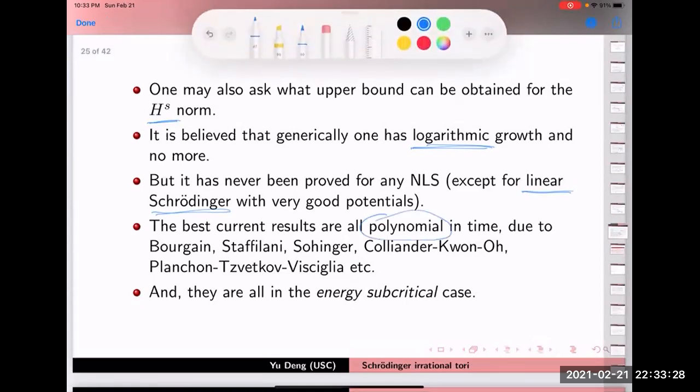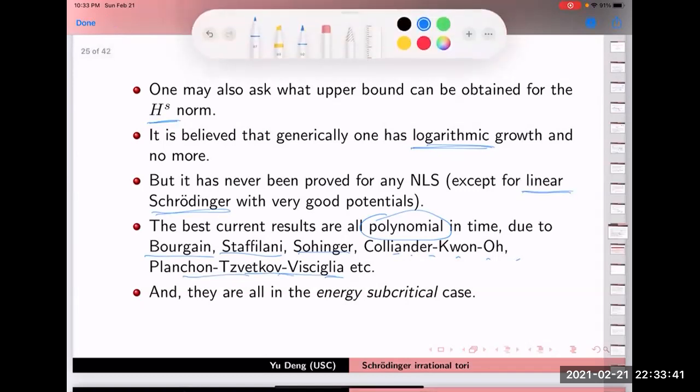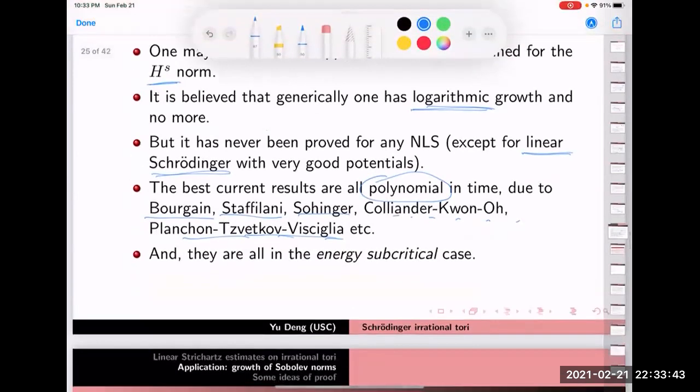Again, this is due to a bunch of people: Bourgain himself, Staffilani, Sohinger, and Colliander, Kwon, and Oh, and Planchon, Tzvetkov, Visciglia, and I think there are more recent works that I didn't put in, but these are some results. Essentially, the form here is that the H^s norm of u is less than T to the C times (s minus 1).